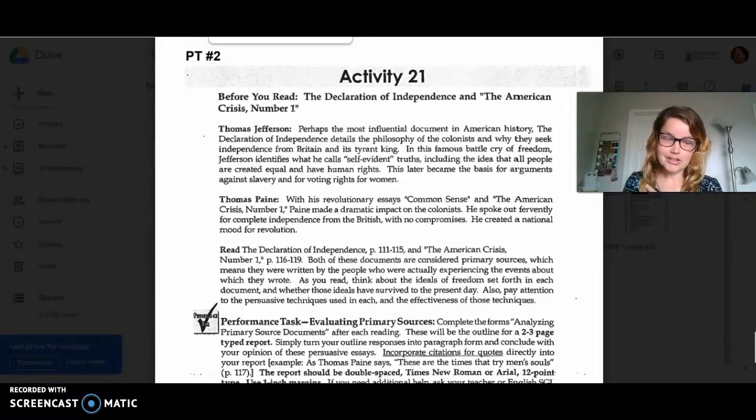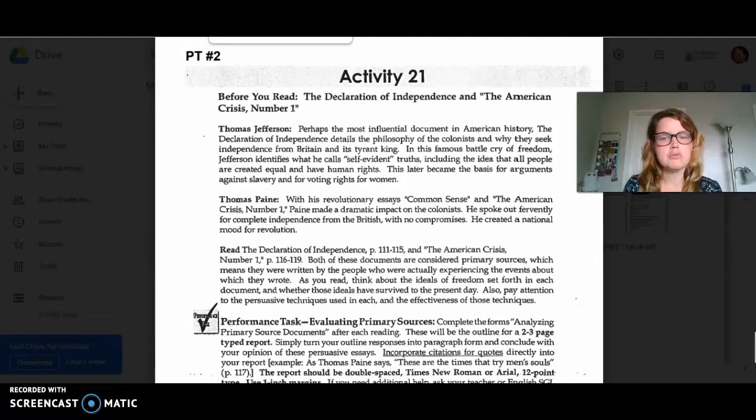I'm going to be going over English 11A, Unit 1, Performance Task 2. So for Performance Task 2, it's Activity 21 in your workbook. There's a little "before you read" section about the Declaration of Independence and American Crisis Number 1. It tells you about Thomas Jefferson and Thomas Paine. It gives you directions for where to find them in your textbook.